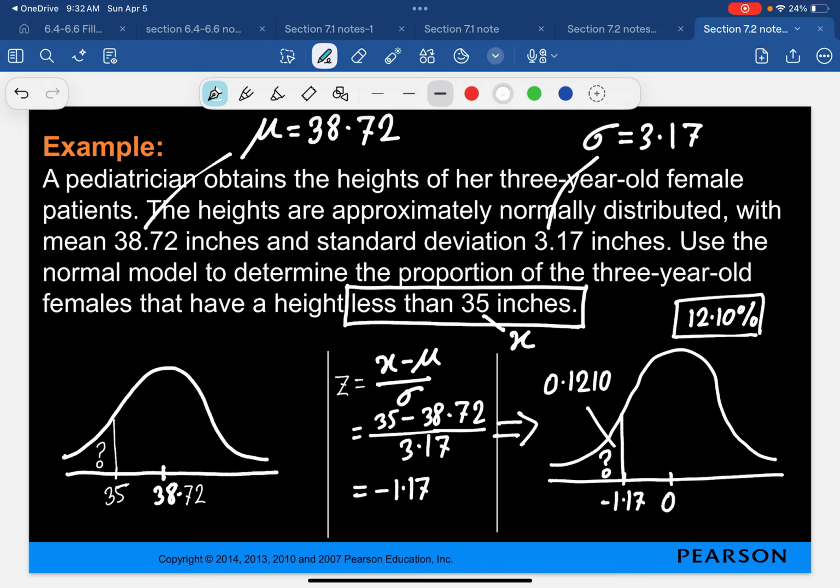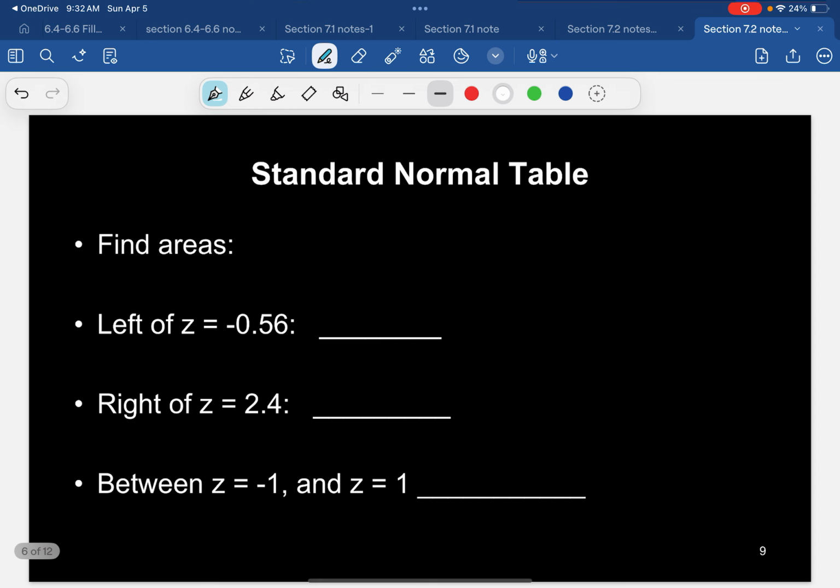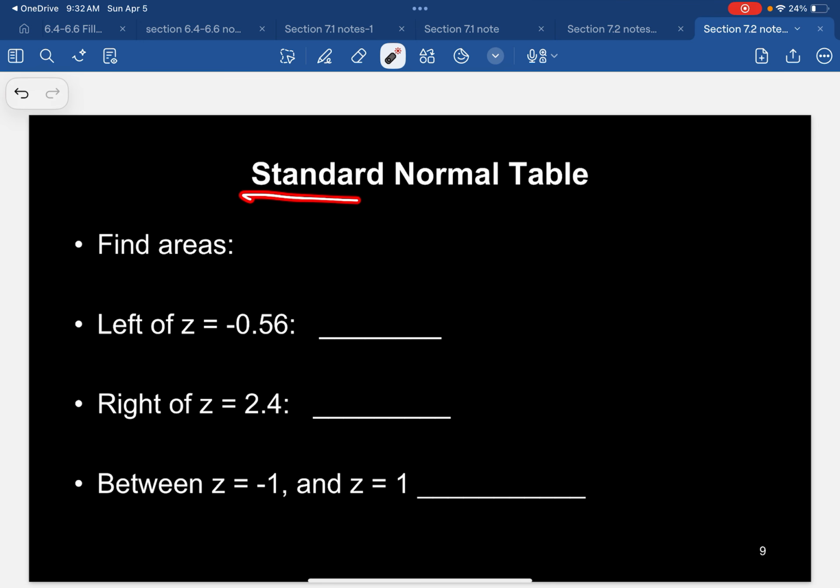Okay, so let's work out some other examples here. Let's play with our table, the standard normal table. I hope you found the table already from your book, the e-textbook. Okay, so we are going to do 3 examples. This is the left of; we are going to find the areas actually.